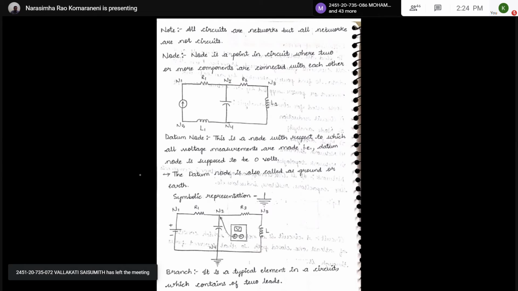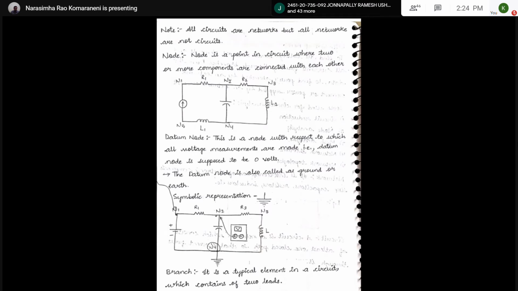4 nodes, right? Here 4 nodes. This one is one node, this one is one node, and this one is one node, and all these second terminals are connected here, right? So this point we can also treat as a node. This node we can call a datum node. Why we can call this a datum node: with respect to this node we can measure the voltage of any of these network elements.